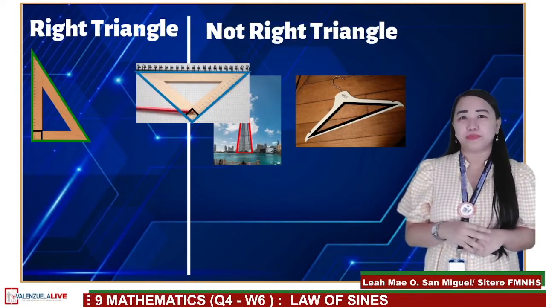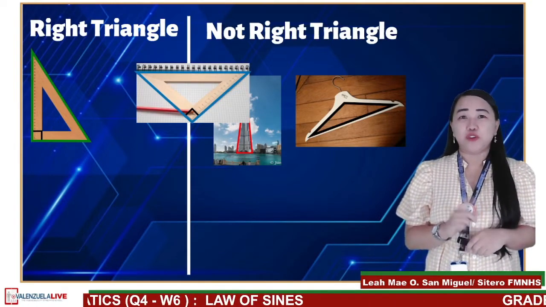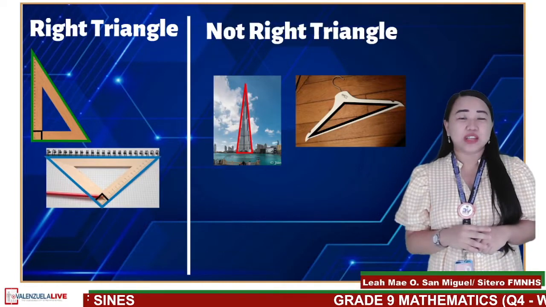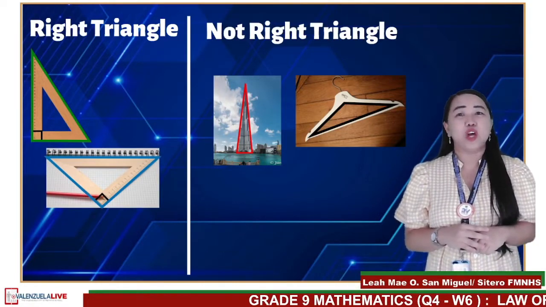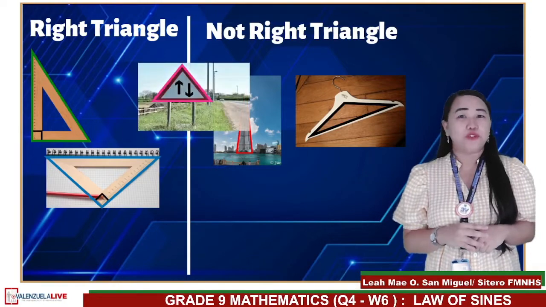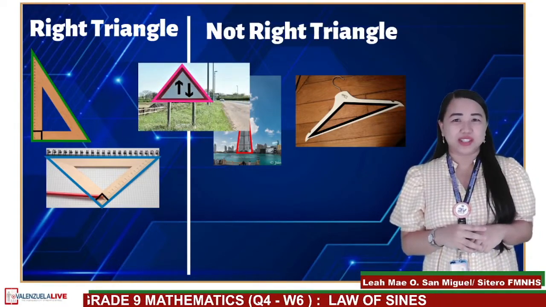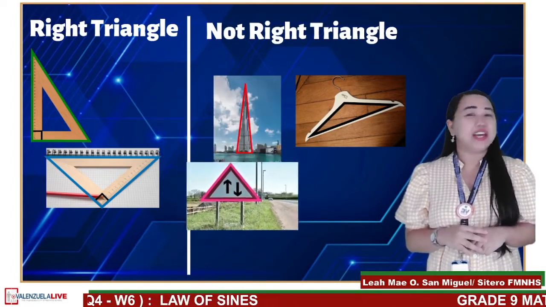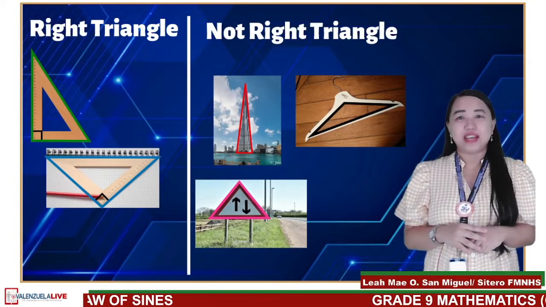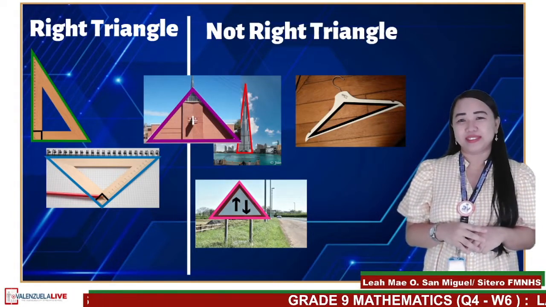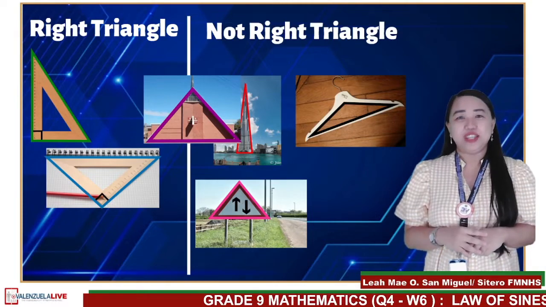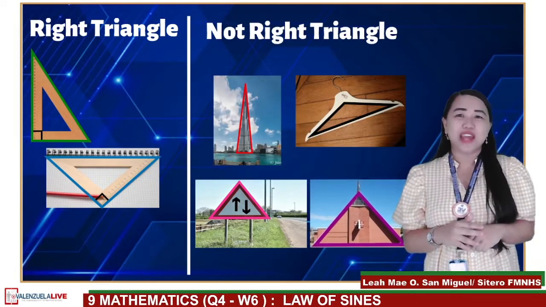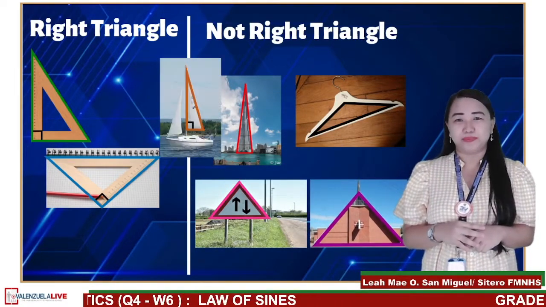Fourth picture. If you answered right triangle, then you are correct. It is a 45-45-90 triangle used in drawing. Fifth picture. Comment your answer. Good job. This road sign is not right triangle. Sixth picture. You are doing good, students. This triangular church is not right triangle. Seventh picture.